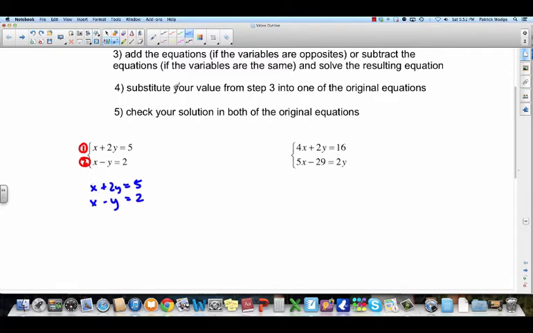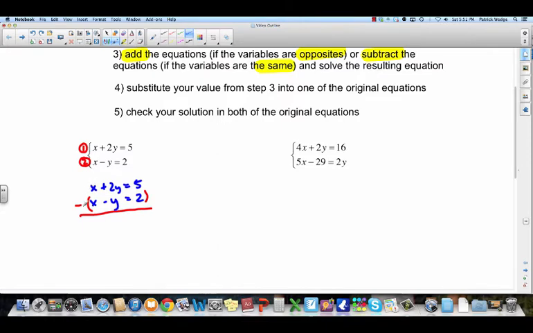So what we do now is we add the equations if the variables are opposites. Well, these aren't opposites, they're both 1. Or we subtract the equations if the variables are the same. Here we have the variables the same. It's a 1 and a 1. So what we're going to do is subtract the second equation from the first equation. Why are we going to do that? Well, let's see what happens when we subtract.